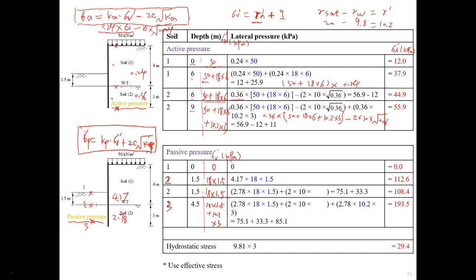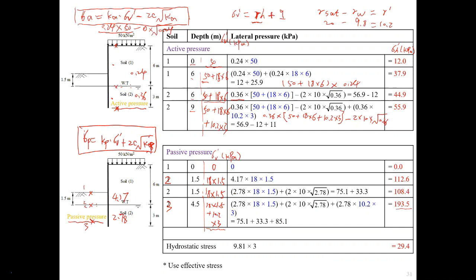And then for the third one, for this point, it will be Kp times sigma v prime plus 2c times square root of Kp, and Kp is 2.78, and we get the value 108.4. And the last point, similar to the active case, we just sum all this sigma v prime times the Kp, and then plus the 2c times square root of Kp, and we get this value. So that's how we derive the sigma h for the active case and also for the passive case.